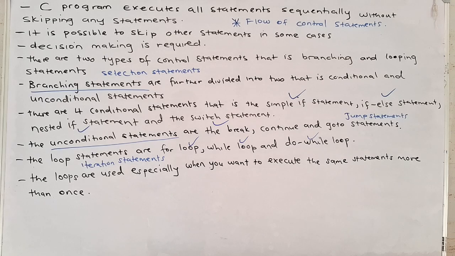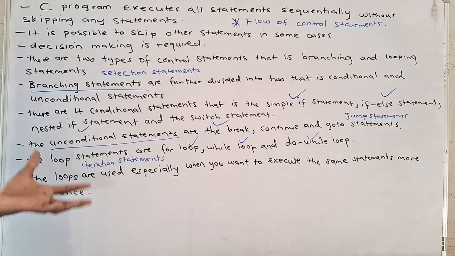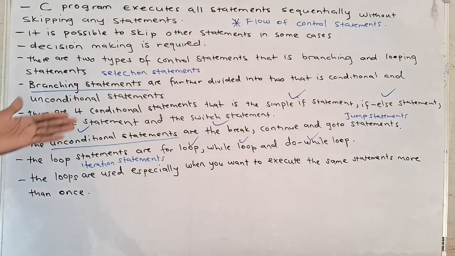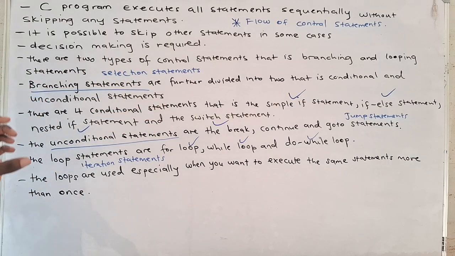The unconditional statements are the break statement, continue statement, and goto statement, also called jump statements. The loop statements are the for loop, while loop, and do while loop, also called iteration statements. The loops are used especially when you want to execute statements more than once. Now I'm going to show you how to use the simple if, the if else statement, the nested if, and the switch case. We are also going to write programs.